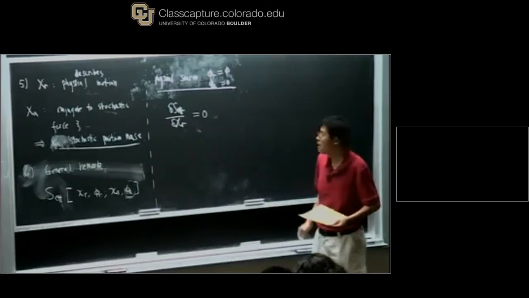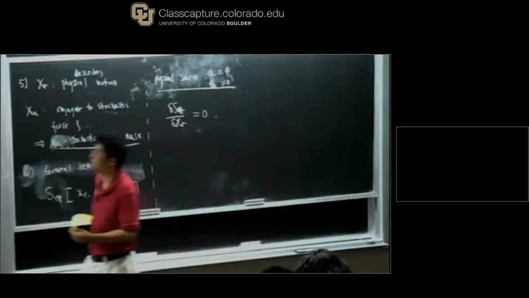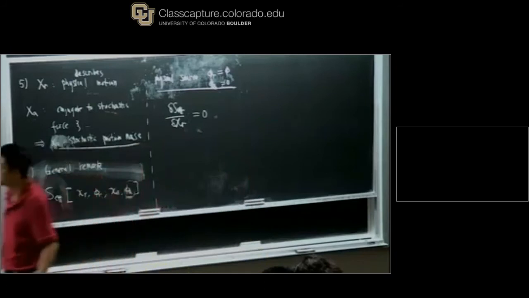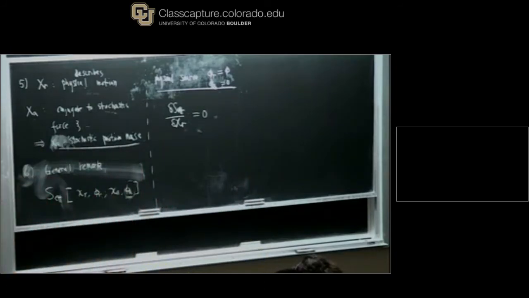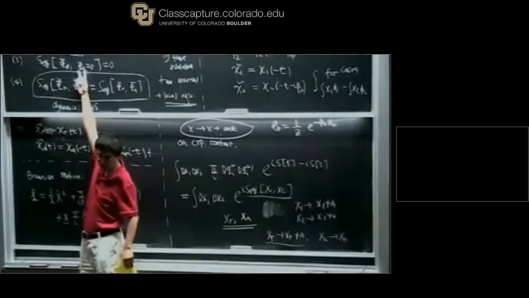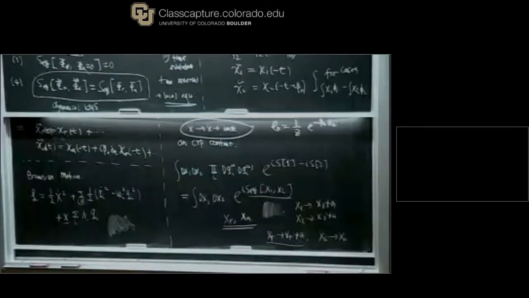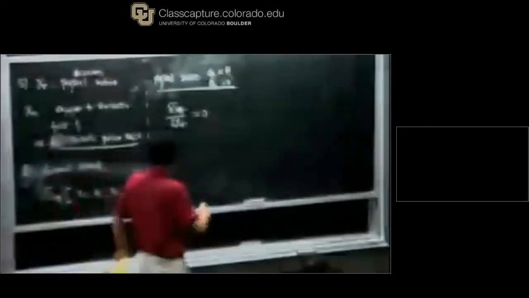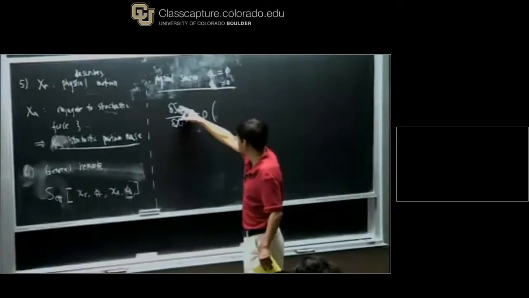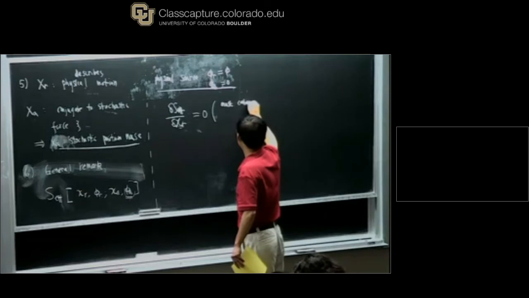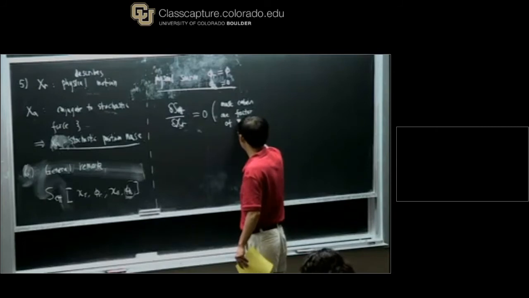And due to this condition, remember phi a is 0. So now due to this condition, this effective action must at least contain one factor of chi a, because phi a equal to 0. That means when you take the derivative over chi r, it must contain one factor of chi a.